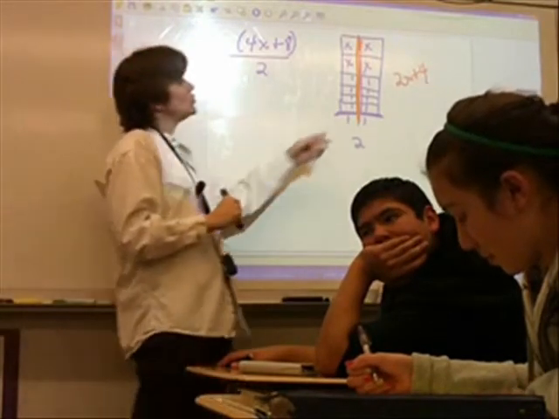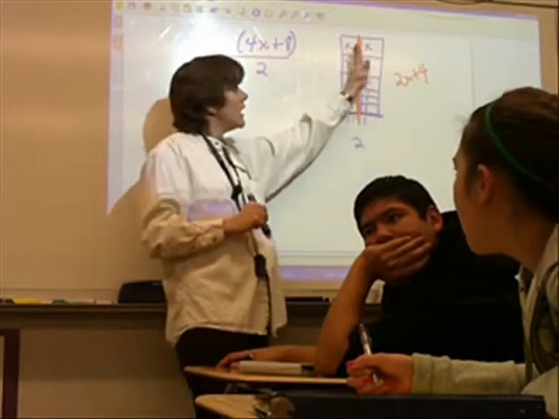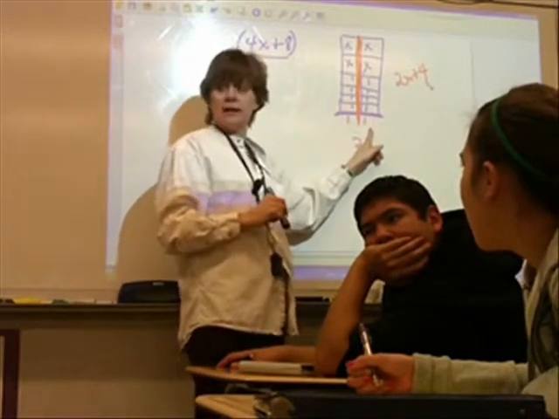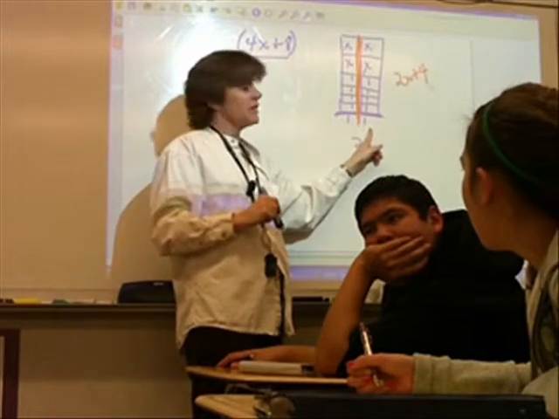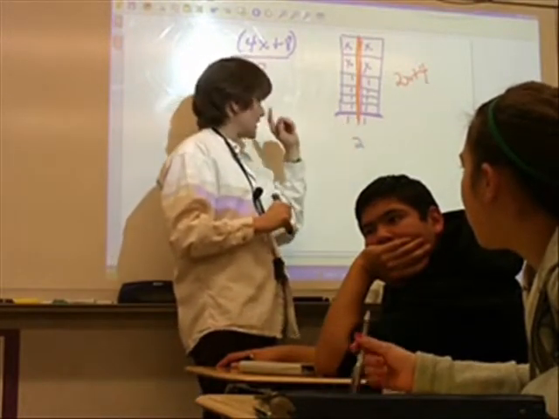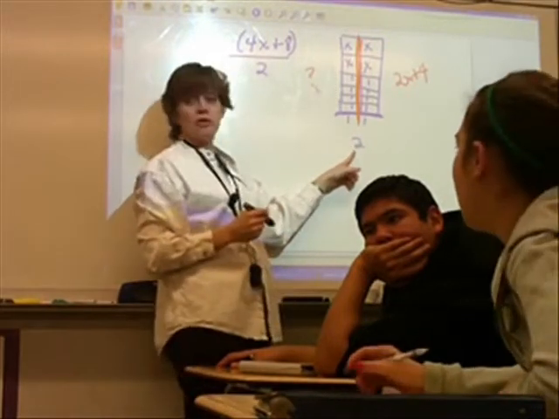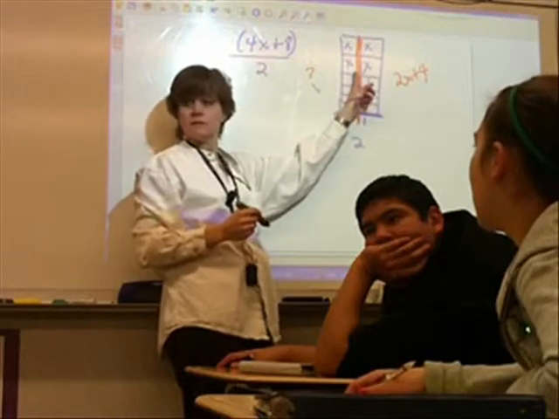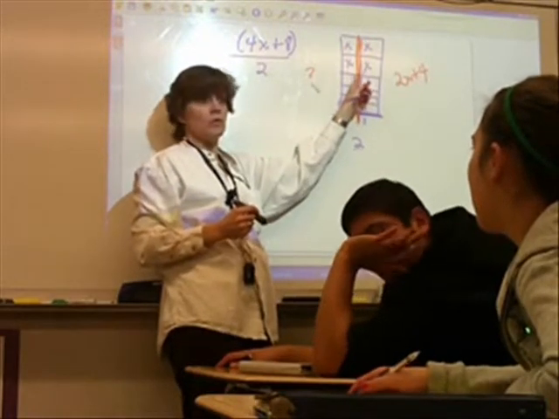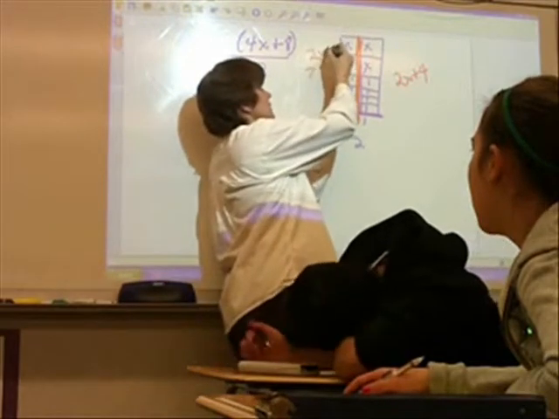Do I have 2x plus 4 in here? Yeah, you have 2 groups. If I divided it by 2, then what do I have in each group? Okay. The other thing that I can look at is, what times 2 will give me 4 x's? Yes. 2 x's.